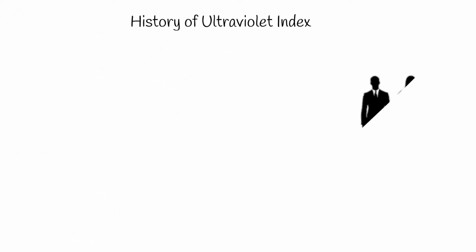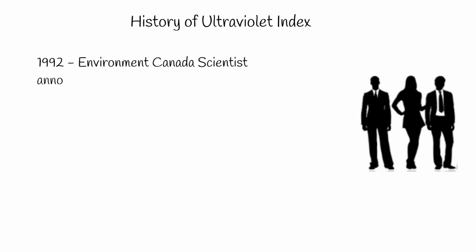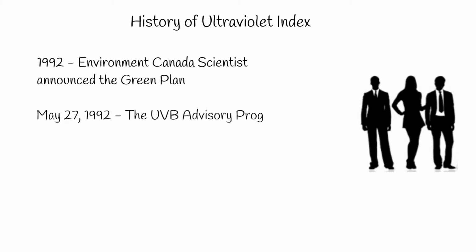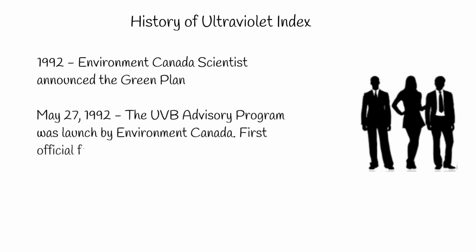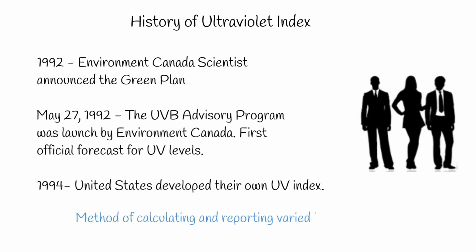History of ultraviolet index. In the year 1992, Environment Canada scientists announced the Green Plan. Shortly later, on May 27, 1992, the UVB Advisory Program was announced by Environment Canada, making it the first official forecast of UV levels. In the year 1994, the United States developed their own UV index. In the initial stage, the method of calculation and reporting varied between countries.